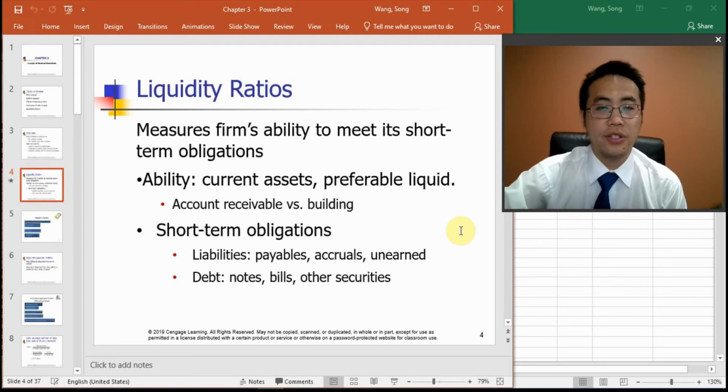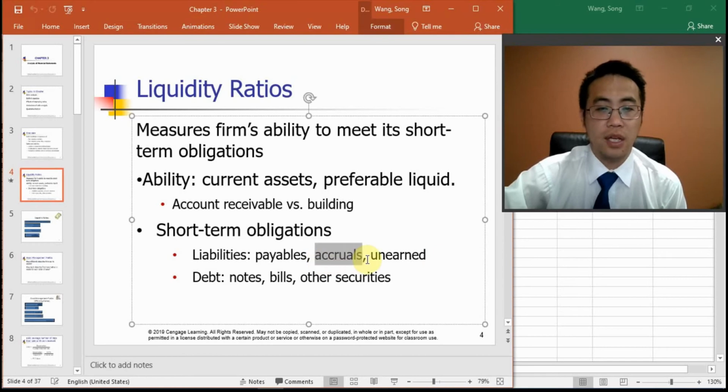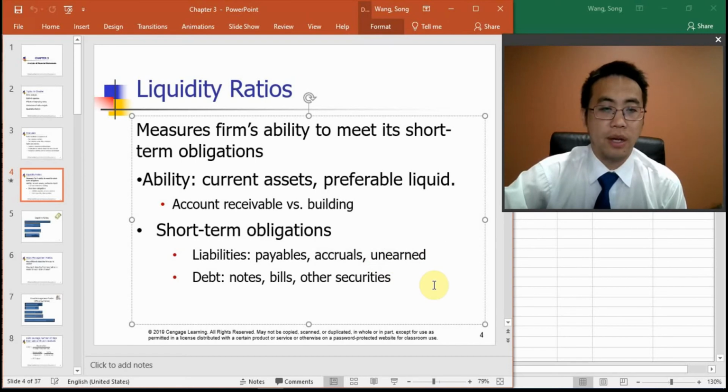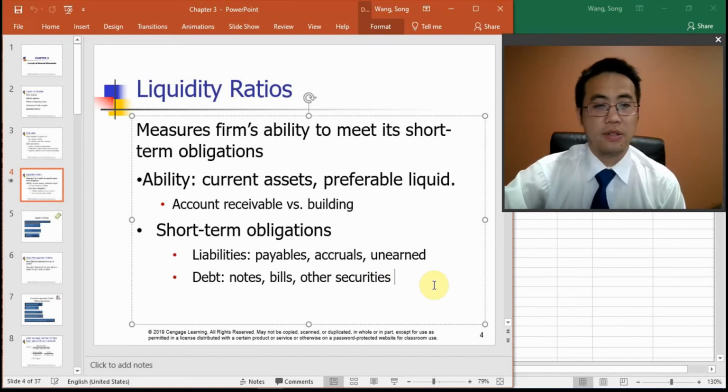The short-term obligations would put some pressure on firms' operations. If you have too much debt, then you are obligated to pay the interest back plus principal. Then you need enough capital to maintain the debt repayment ability. And the liabilities here could be the accounts payable, accruals, which also means the unpaid bills, wages, and utilities, and also unearned revenues. That could be notes payable and other securities.